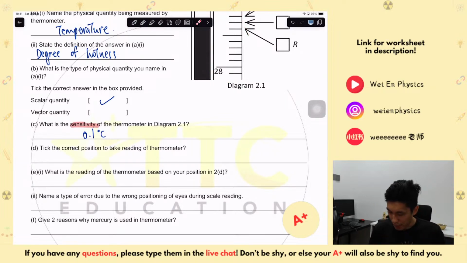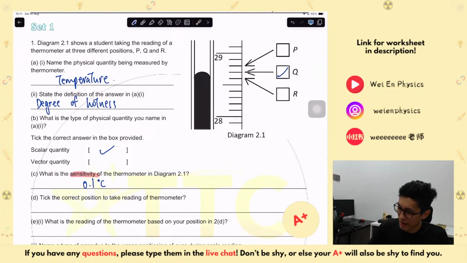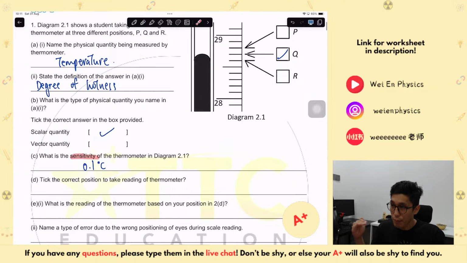Next, tick the correct position to take the reading of the thermometer. Everyone should know this one, I don't have to explain much. You always look at it horizontally, perpendicular to the scale. This is the scale. You look at it perpendicular to the scale.